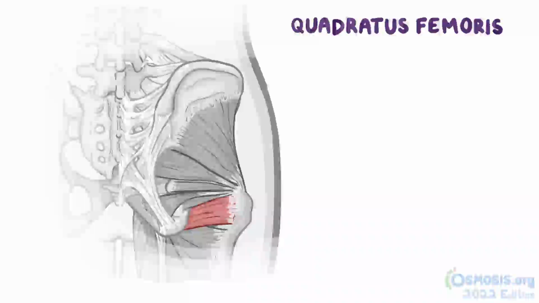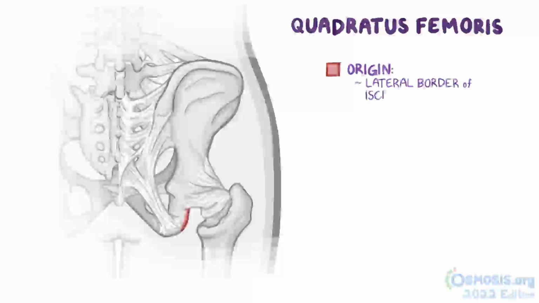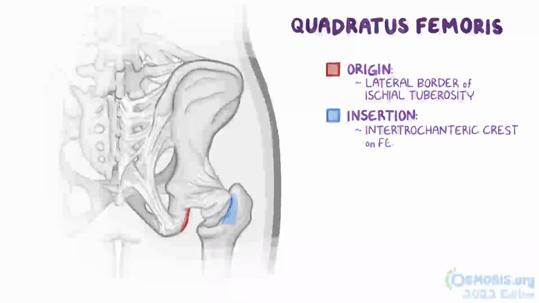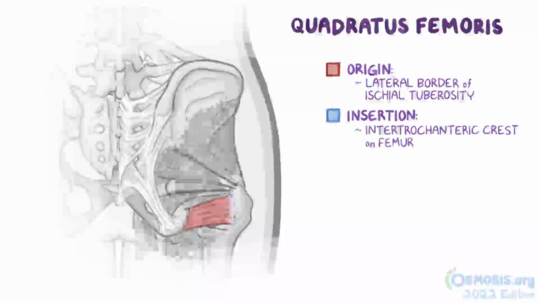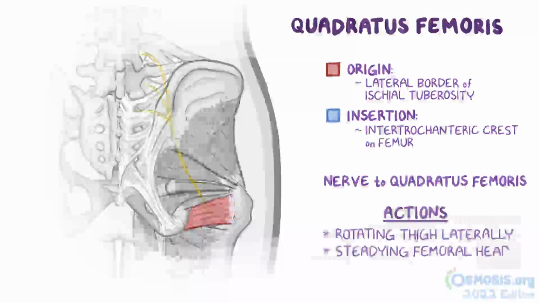Speaking of which, the quadratus femoris is a short, flat, quadrangular muscle situated just beneath the obturator internus and the twin gemelli. True to its name, the quadratus femoris is a rectangular muscle that originates on the lateral border of the ischial tuberosity. The muscle has a horizontal trajectory as well, and it goes on to insert on the quadrate tubercle on the intertrochanteric crest of the femur. As mentioned, it is supplied by the nerve to quadratus femoris, and it's responsible for rotating the thigh laterally and steadying the femoral head in the acetabulum.